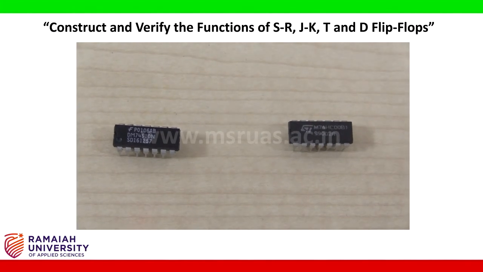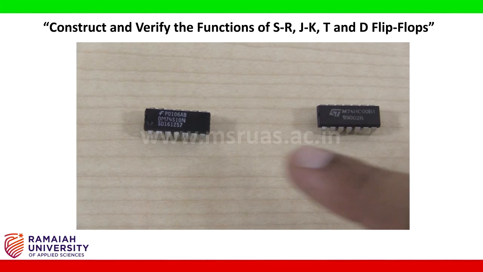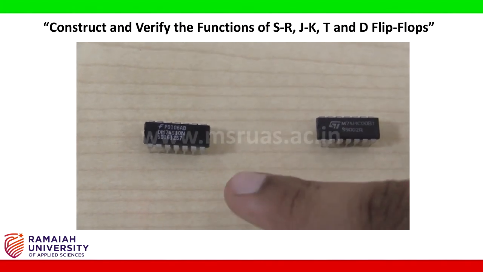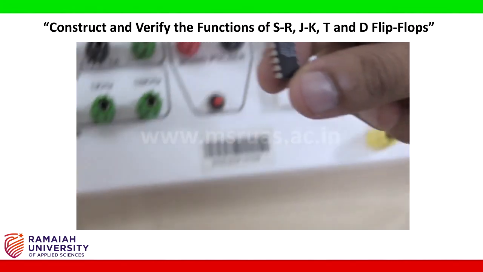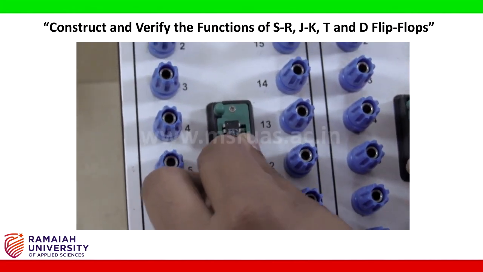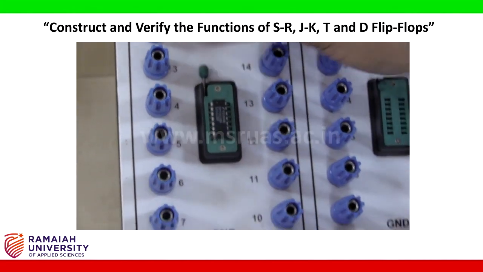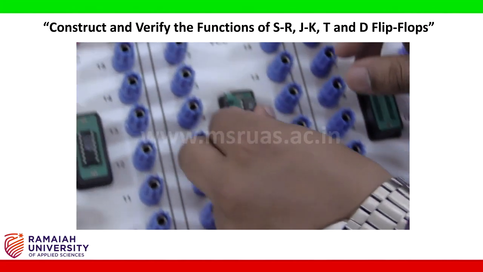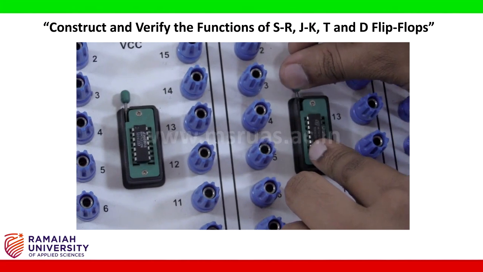So to implement this experiment, we are using a 3-input NAND gate, that is 7410, and a 2-input NAND gate, that is 7400. So now let us place the ICs into 2 IC bases. First I am placing the 3-input NAND gate into the first IC base. After placing it, close the lever. Then this is another one, the 2-input NAND gate, that is 7400. Place it into the second IC base and close the lever.